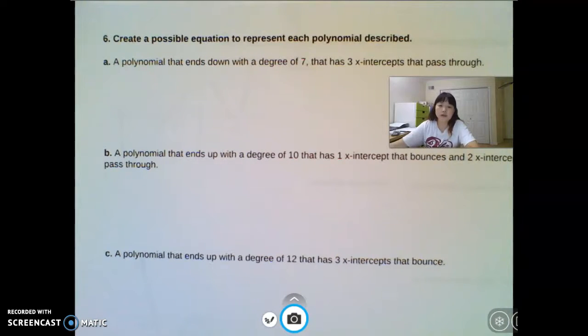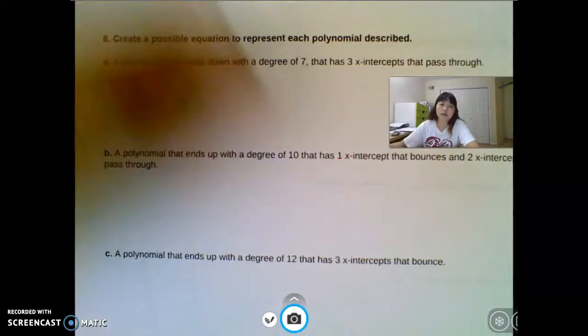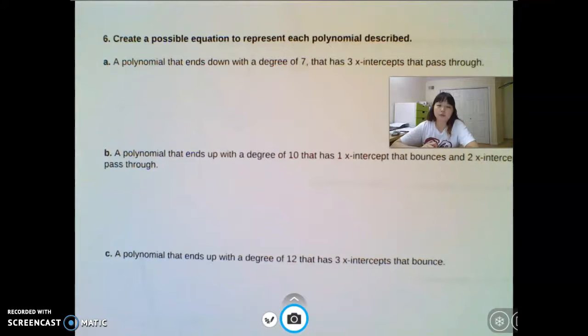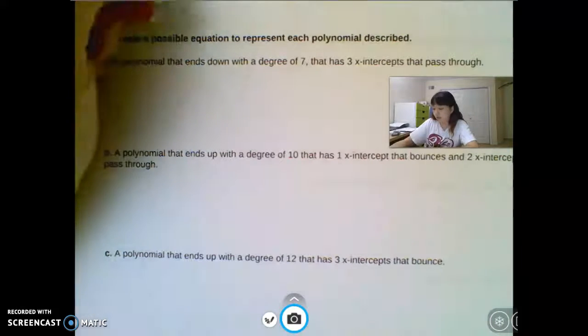Because yesterday when we were writing from a graph, we always assumed, or we didn't have to, but I like to use the smallest possible even number, which is 2, and the smallest possible odd number, which is 1. But in here, we have to make it so it fits the description. So here, look at 6a. This is page 10.